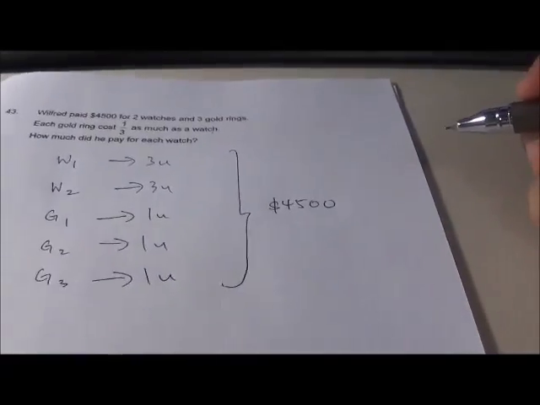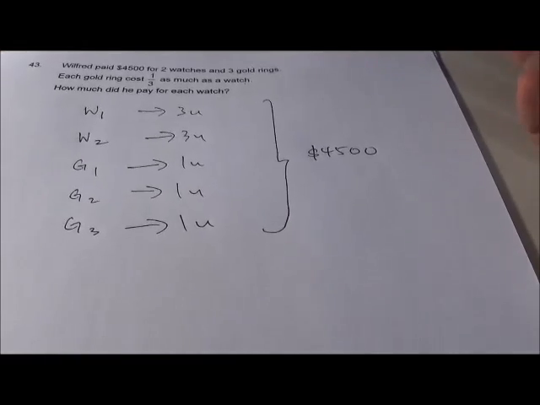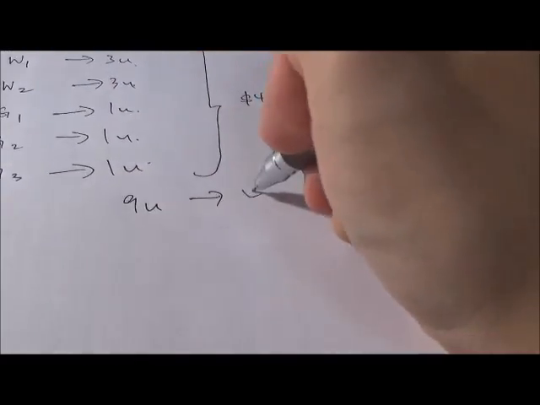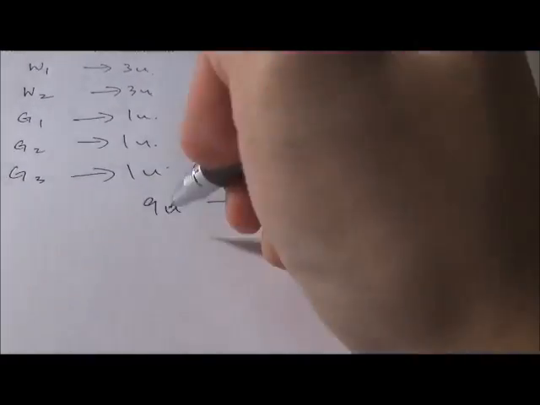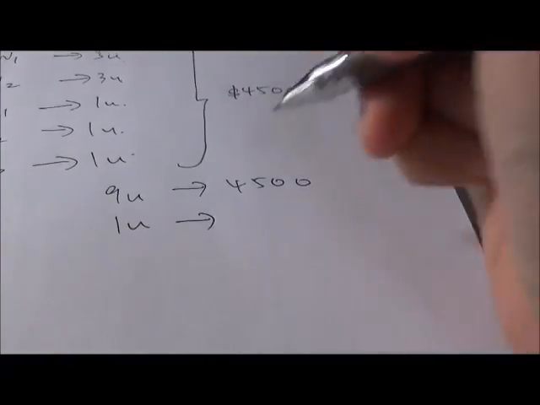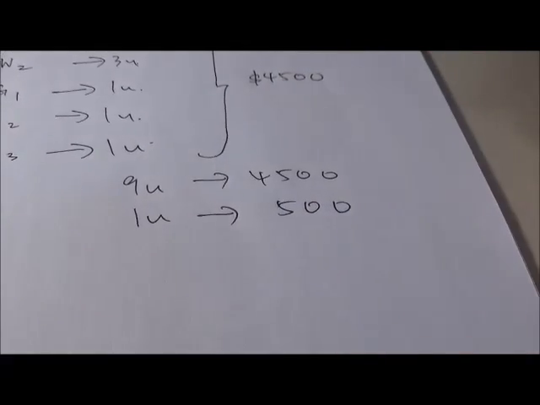Now you look at this model here. Can you get a units method? You can, right? So 3 plus 3 is 6, 7, 8, 9. We have 9 units giving us 4,500. You've got to find out what 1 unit is. 9 times 5 is 45. Okay, so 1 unit is actually $500.